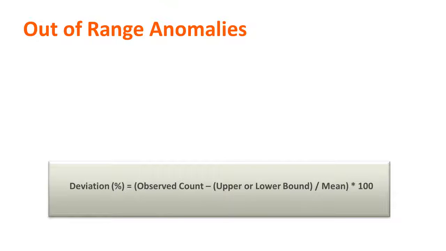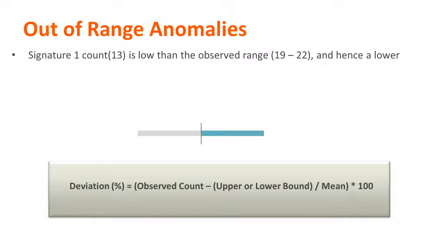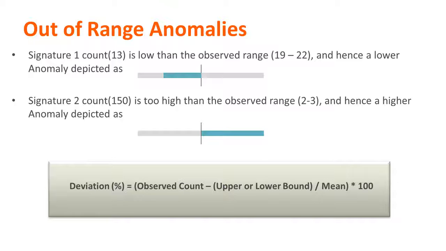Another scenario, suppose there are 1000 attempts to log on to the application in an hour. Now this will be indicated as an anomaly on the out of range tab. This is because the count of 1000 largely deviates from the normal range of 40 on the higher side. In our example, signature 1 is shown as a lower out of range anomaly and signature 2 as a higher out of range anomaly.